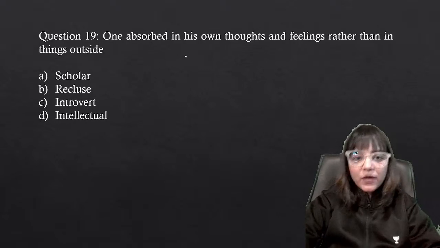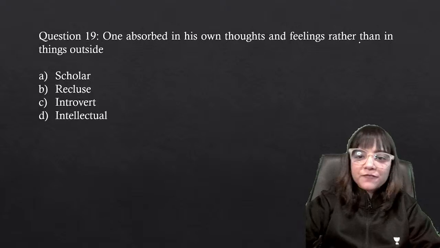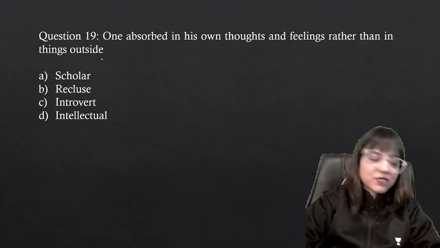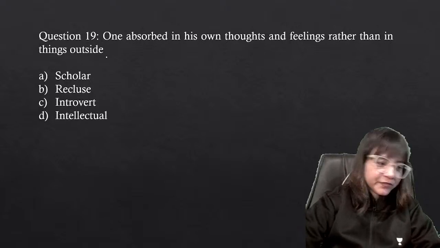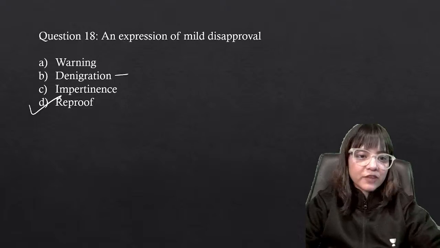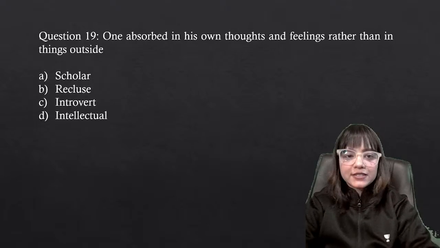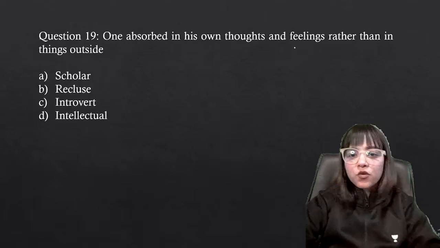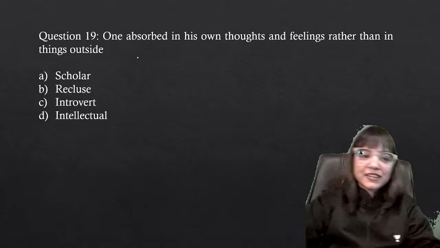18th हो गया, 19th, one absorbed in his own thoughts and feelings rather than in things outside. What is the correct word? So the correct answer for this one will be reprove. Okay, and 19th one, absorbed in his own thoughts and feelings rather than in things outside.